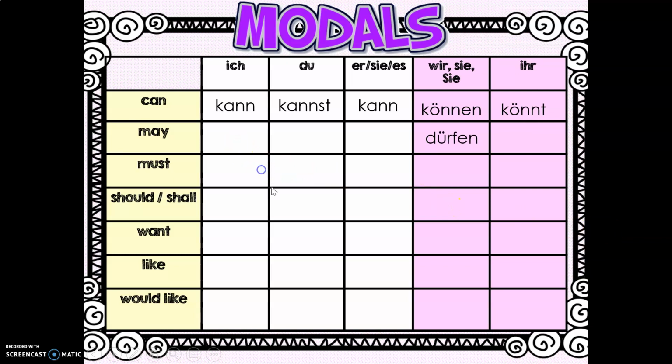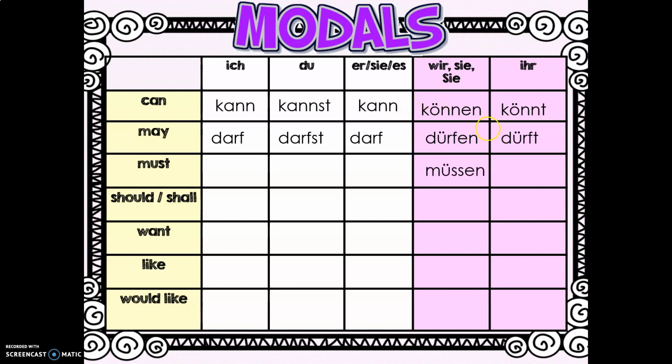Dürfen, its modal pair is darf. It matches in the he, she, it form, and it adds st for the du. Dürfen, darf. Ihr looks just like the infinitive except with a t ending, dürft.